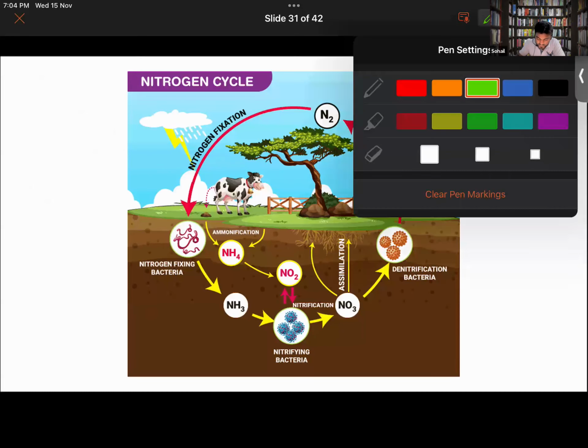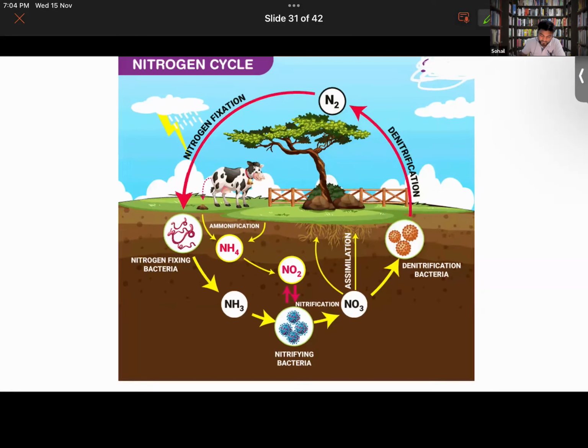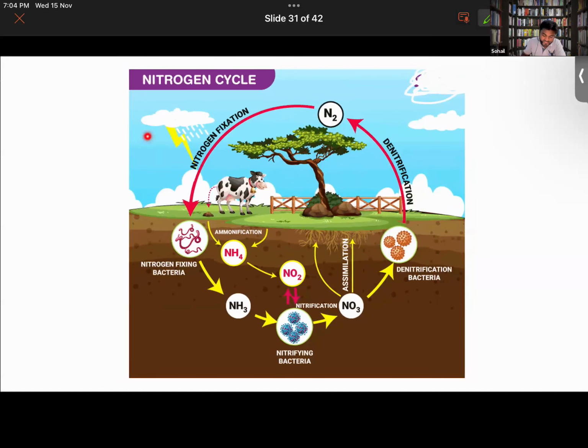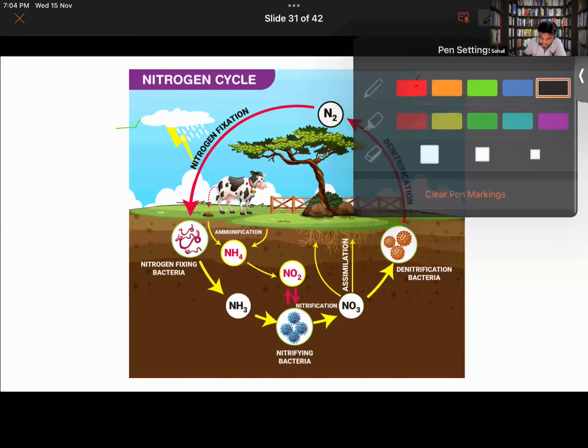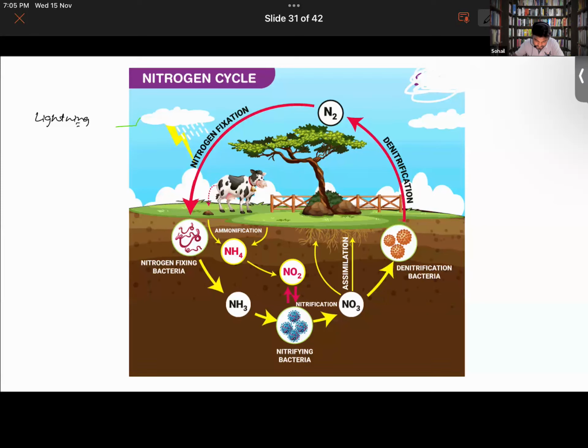Okay, so from this diagram let's understand what is being told over here. First of all, see the lightning. One of the ways how atmospheric nitrogen can be fixed into the soil is lightning. Okay, Tehseen? So method number one is lightning.